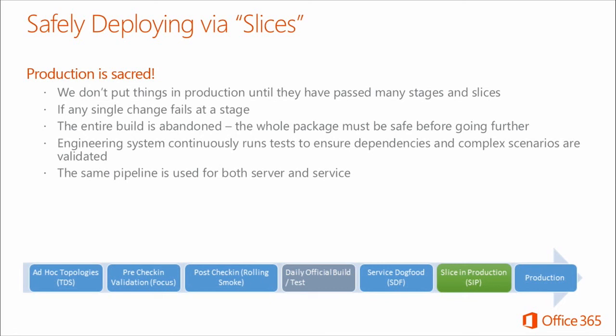If any single change fails any step in the process, the entire build is abandoned. We scrap it. So it's not that you just go back a step, like, all right, do some more testing. It's cut. Start again, start from scratch, start from a new build, and move that package through the environment as well. There's a whole bunch of automated systems that run in this environment. And it's the same pipeline used for the server products as well as the service.